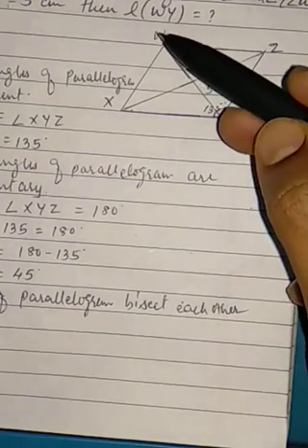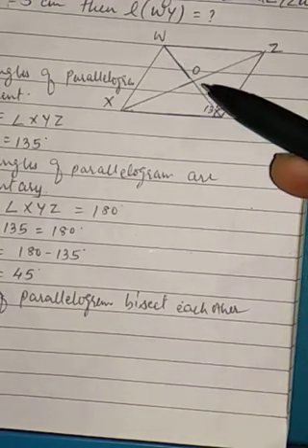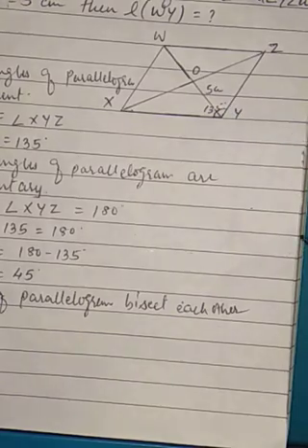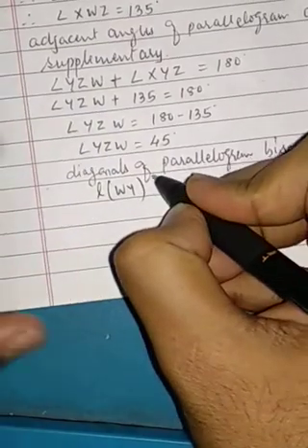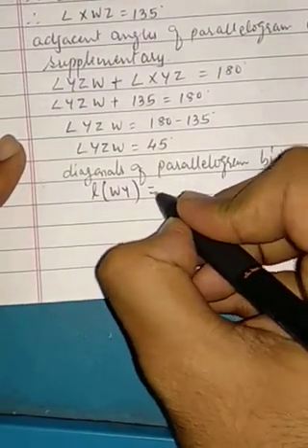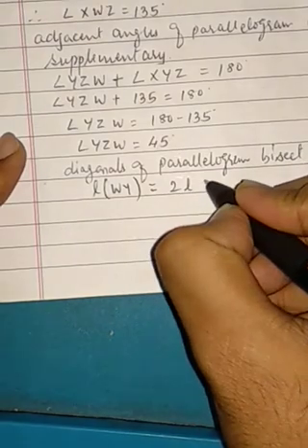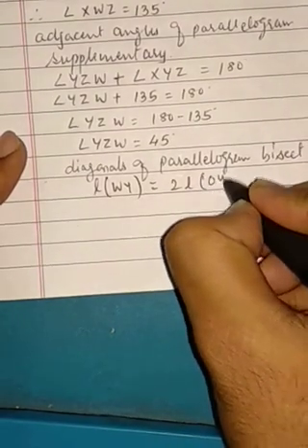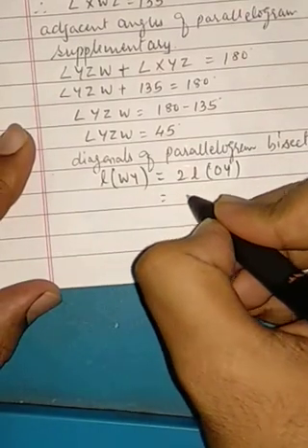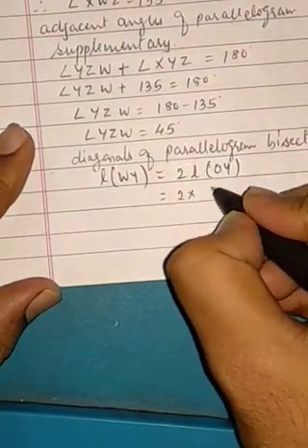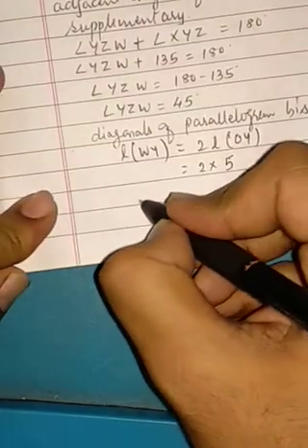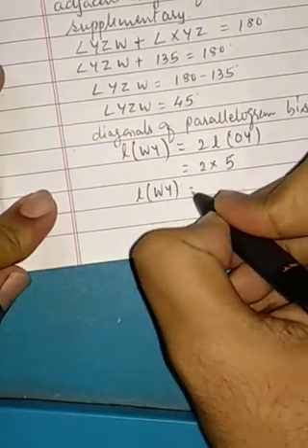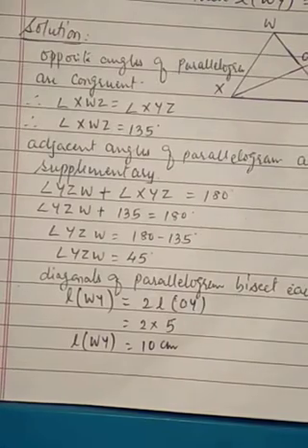So it means WY, that is diagonal WY, is twice of the OY. Okay, so we can write here length of WY is equal to 2 times length of OY. Okay, that means 2 times length of OY, which is given to us as 5 cm. So you can put here OY is equal to 5. Then 2 5s are 10 centimeter. Okay, so we get all three values.